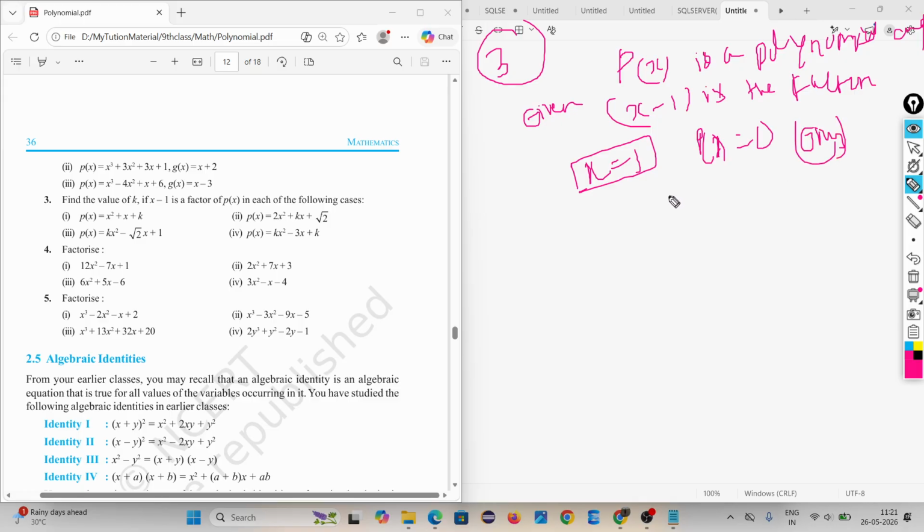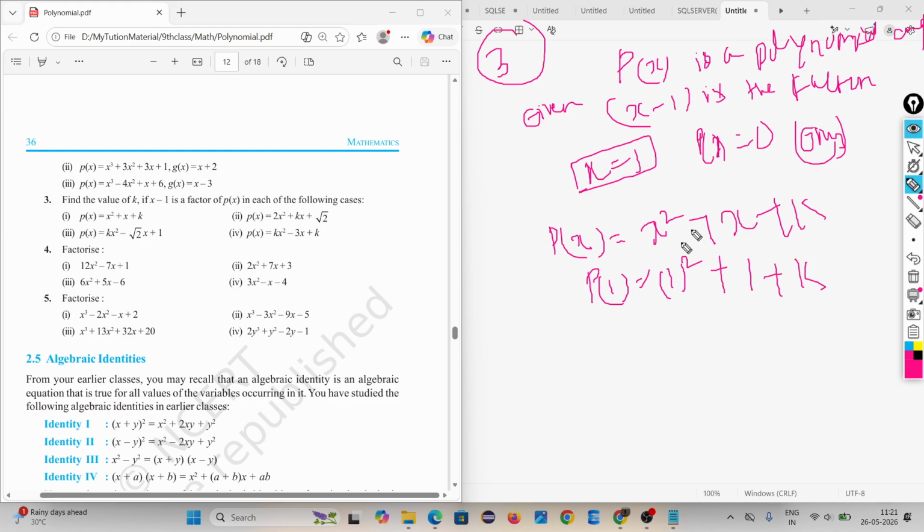Yes, sir. Okay, we have to find the k value. So p of x equal to x square plus x plus k. So p of 1, because x value is 1. 1 square plus 1 plus k. P of 1 is how much? 0, because it is the factor. Already it is given the factor. 1 plus 1 plus k, 1 plus 1 is 2, 2 plus k. 2 plus k equal to 0, k equal to minus 2. Okay.